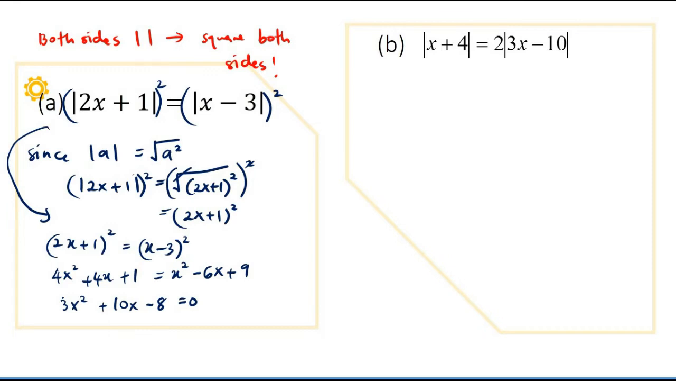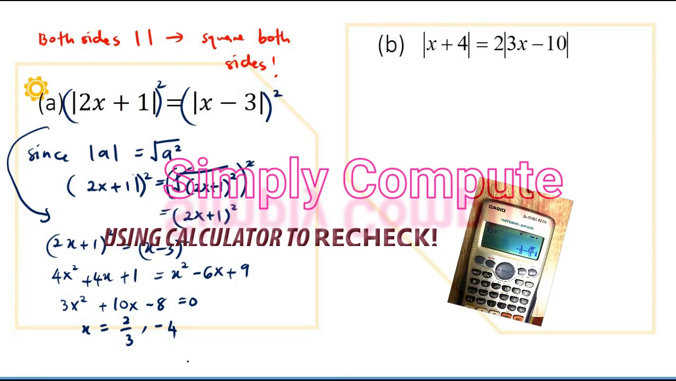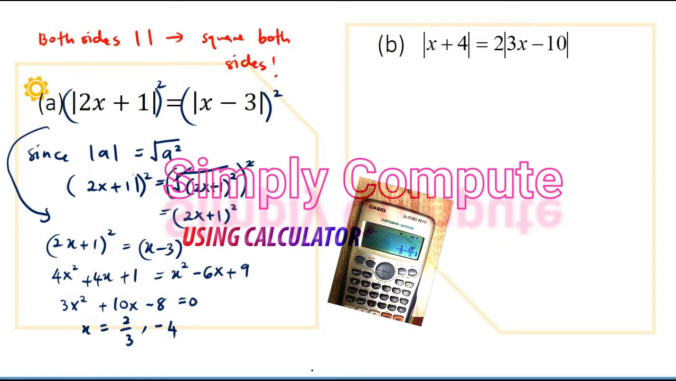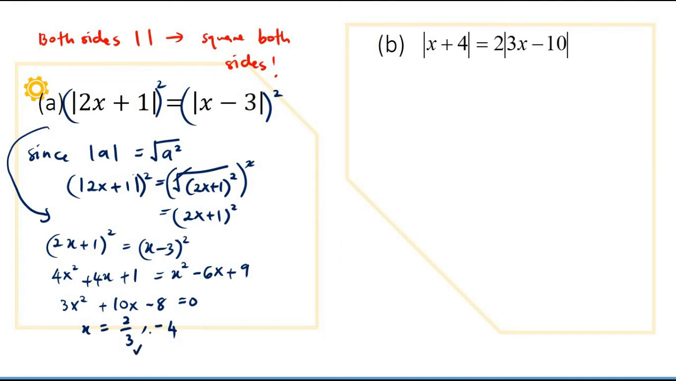So now we should have x equal to 2 over 3 as well as negative 4. Please recheck using your calculator. I've rechecked this one. You have to accept both of them, so both of them should be our answer. The same goes when we put in x equals negative 4. Both also satisfy the left hand side and right hand side. So both are accepted.